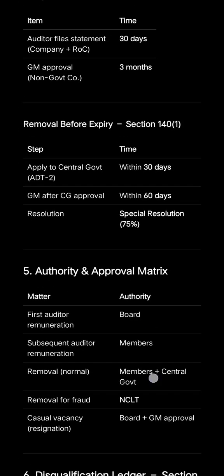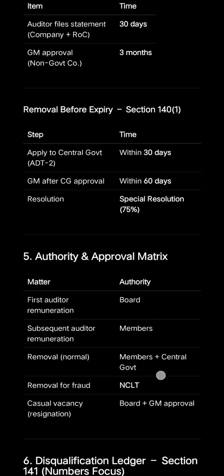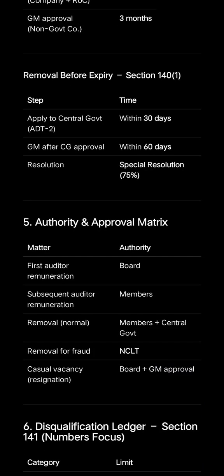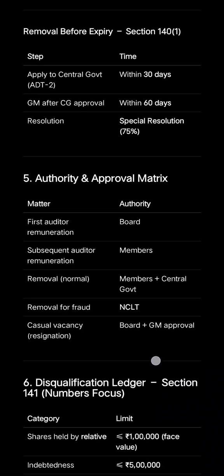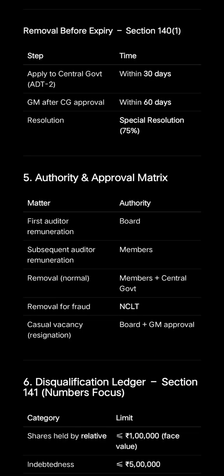GM approval for a non-government company, 3 months is the time period. If removal is through ADT 2, within 30 days. GM after central government approval, 60 days. A special resolution is required, 75% voting power of the members, to remove an auditor. And ADT 2 is the form, within 30 days.